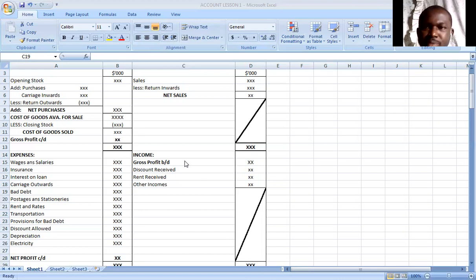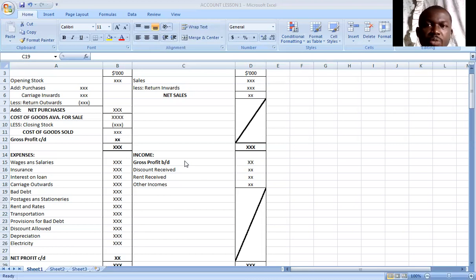Now, discount received. When the business XYZ buys goods from its suppliers, the suppliers could decide to give them discounts. So when they receive discounts on the goods that they purchase, or maybe they paid on time, they call that amount the discount received. So it's an income to us, XYZ.